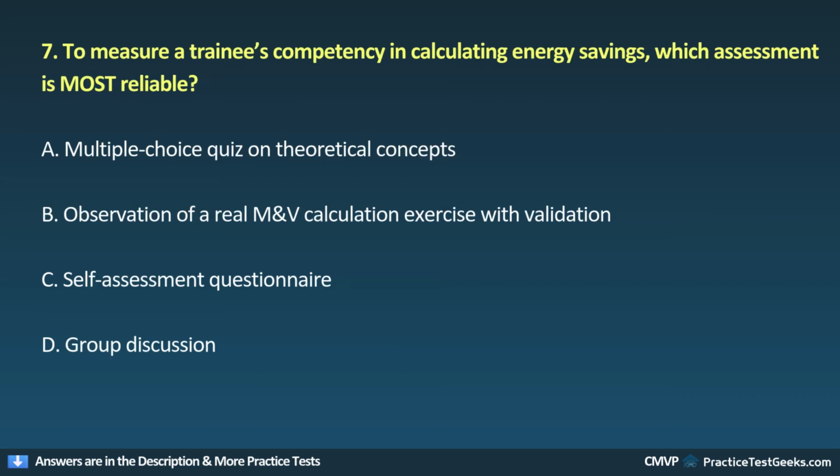7. To measure a trainee's competency in calculating energy savings, which assessment is most reliable? A. Multiple choice quiz on theoretical concepts. B. Observation of a real M&V calculation exercise with validation. C. Self-assessment questionnaire. D. Group discussion.